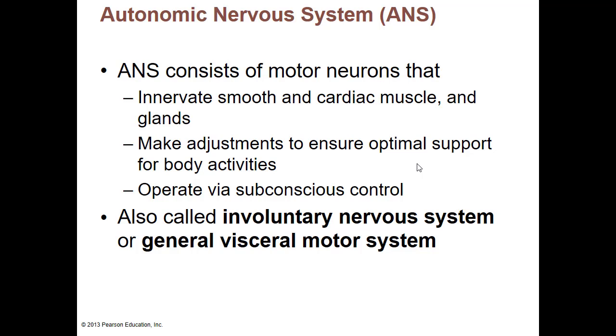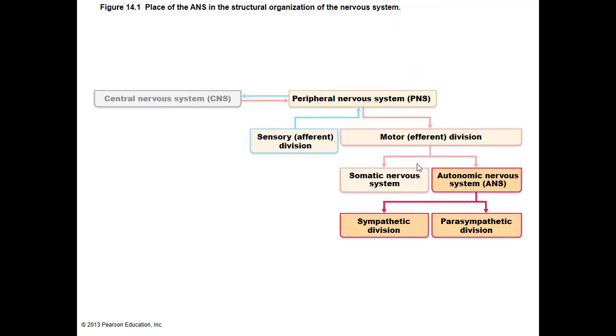Now, the idea for all of it is to keep us alive. That's the part of the autonomic nervous system: all these things, your cardiac muscle, your smooth muscle, even your glands, keep us alive. They all operate under subconscious control, which means you don't have to think about it, because you would spend your entire day telling your heart just to beat. It just happens automatically. Sometimes the autonomic nervous system is called the involuntary nervous system because you don't have control. Sometimes it's called the general visceral motor system. It's got several names.